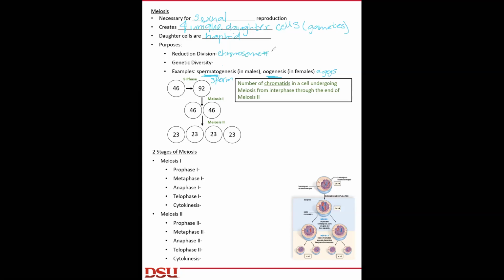Chromosome number reduced. And I'm going to put 2 in here if we remember that that's our diploid number to our haploid number. Genetic diversity, we end up with new gene combinations through meiosis. Gene combos. And that gives us genetic variation.